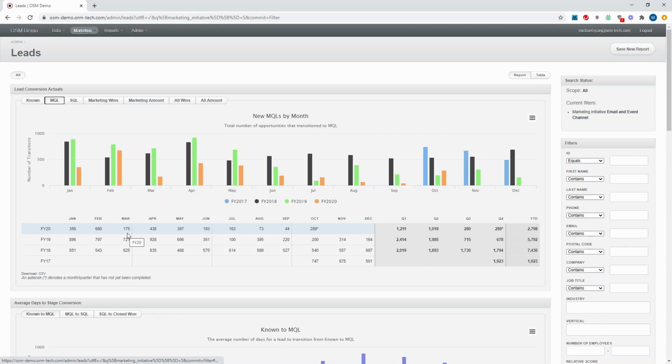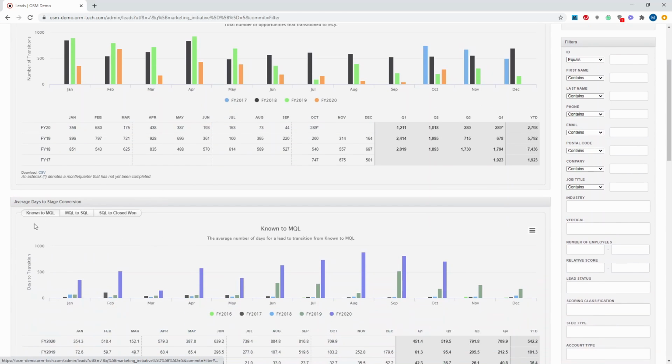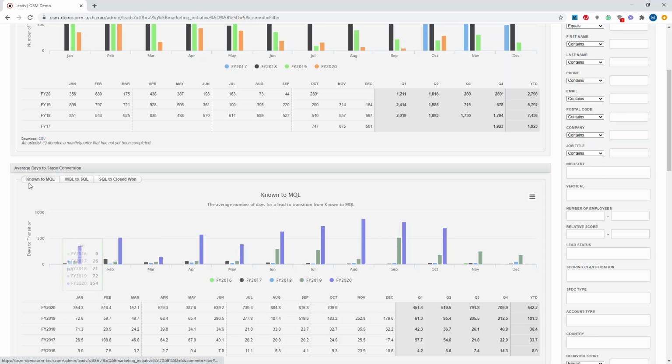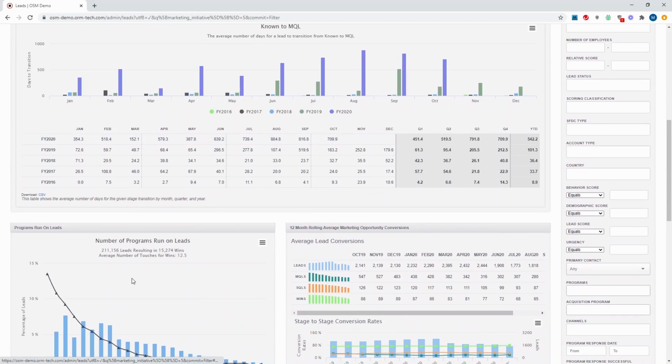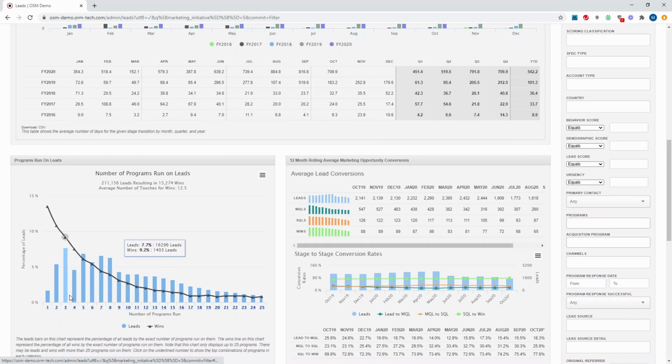Now I'm interested to know how long it took those leads to become MQLs. I can scroll down here and see these values down below. I use this Known to MQL tab, and I can see in March 2020, it took about 152 days for those leads to become MQLs. Now I can keep scrolling down, and I can see how many programs leads interacted with. I can see about 8% of our leads interacted with 3 programs.